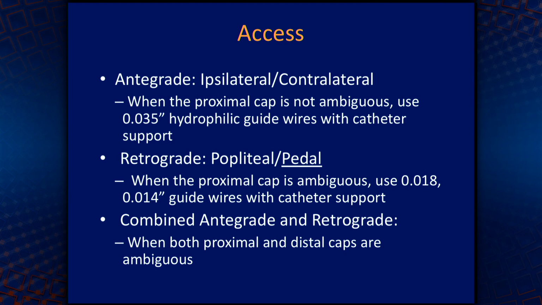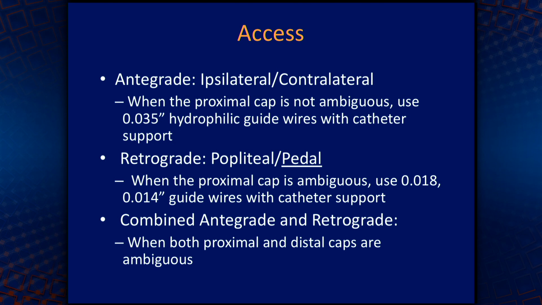Let's talk about access. Access comes in two varieties, if you may, antegrade and retrograde. Antegrade can be ipsilateral or contralateral. We use antegrade access preferably when you have a proximal cap that is not ambiguous. We prefer using 0.35-inch hydrophilic guide wires with catheter support to attempt to cross the chronic total occlusion.